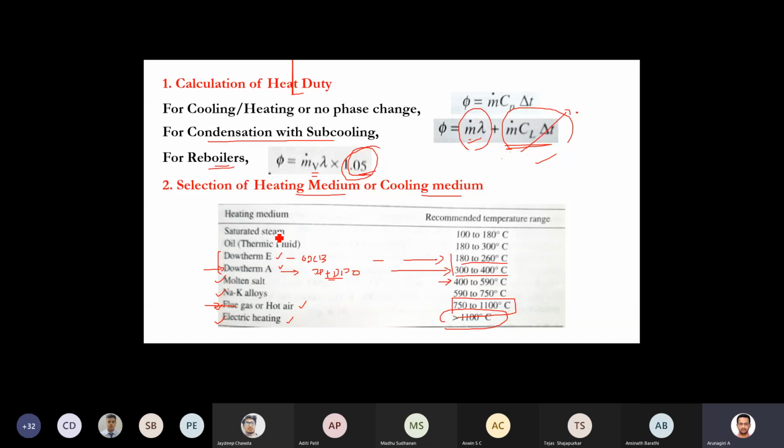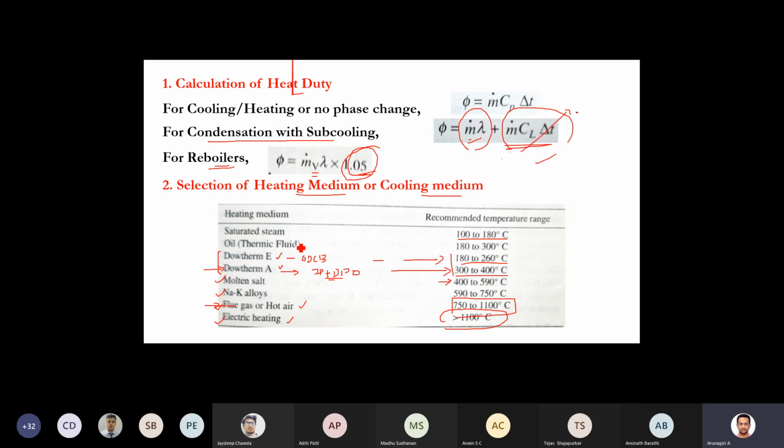Sorry, this saturated steam you can go up to 180 degrees centigrade, because if you use saturated steam as the heating medium, the heat transfer coefficient of this steam will be around 5000 to 6000 watt per meter square degree centigrade. Very high heat transfer. The resistance is very less. Why? Steam condensation is a very good example of drop-wise condensation. Okay, so you might have studied different types of condensation, film-wise condensation and drop-wise condensation, in the heat transfer subject.